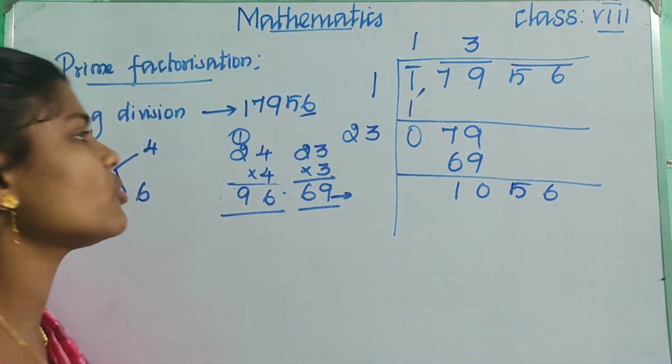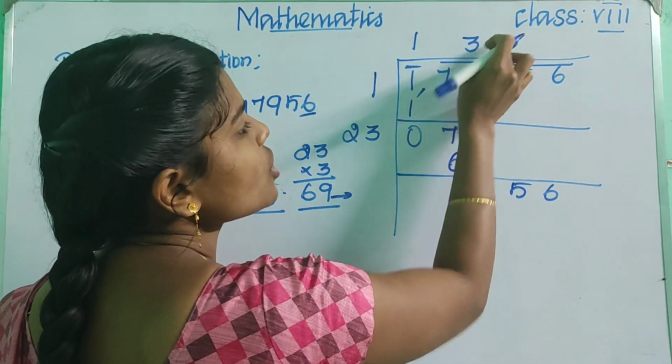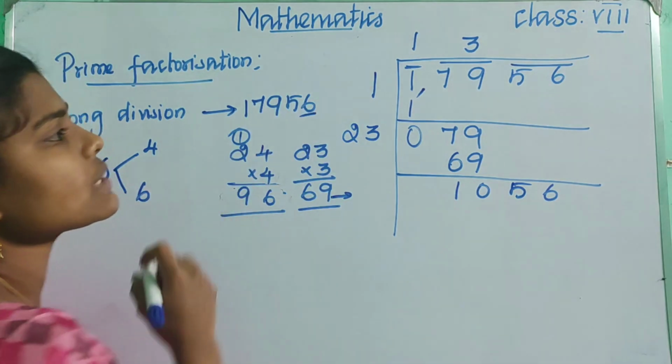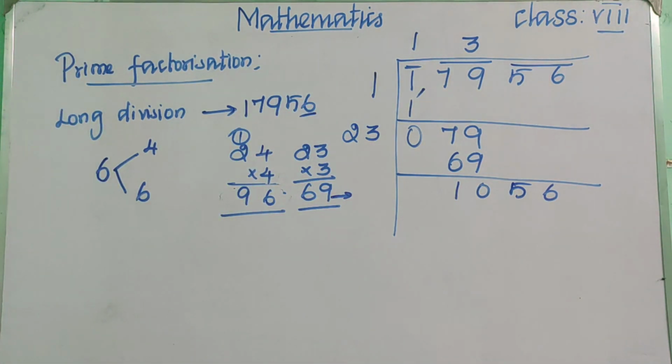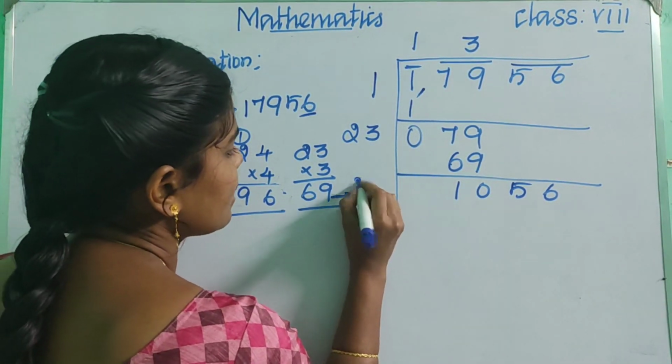Okay, and then what we need to do? We need to multiply this quotient into 2. Okay, 13 twos are 26. Okay, now put 26 here.